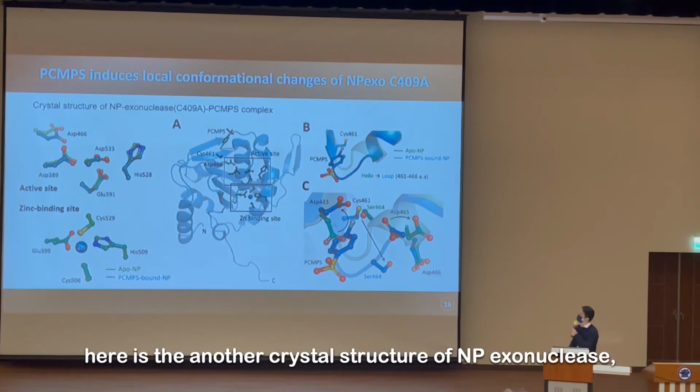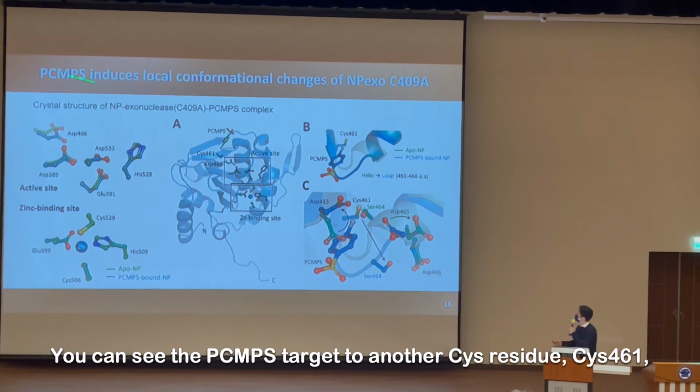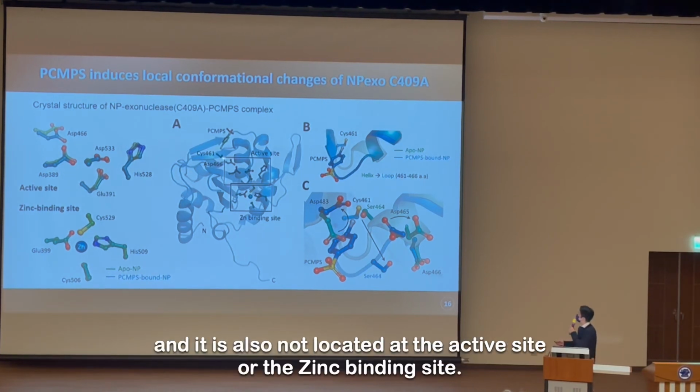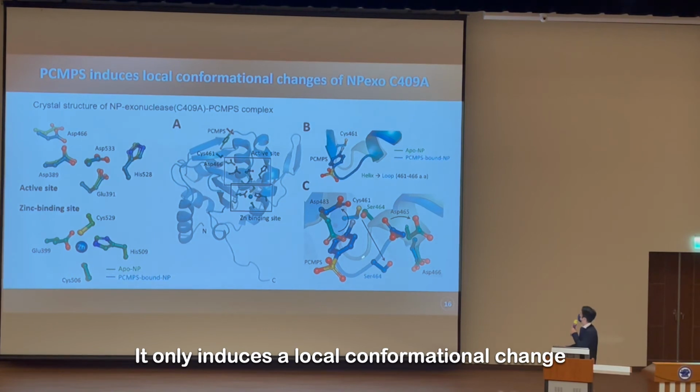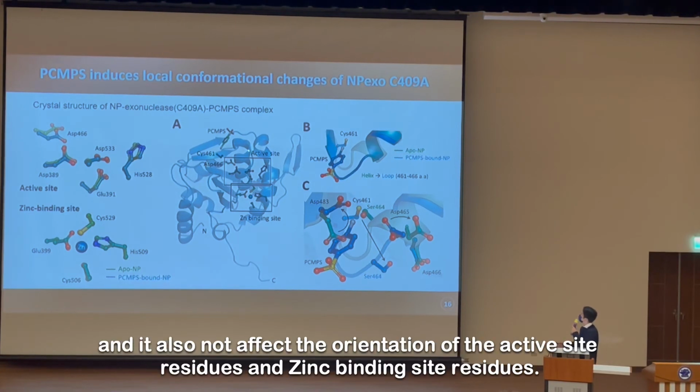So here is another crystal structure of the mutated NPexo nuclease in complex with PCMPS. You can see PCMPS targets another cysteine residue, cysteine 461, and it is also not located at the active site or the zinc binding site. It only causes a local conformational change and does not affect the overall structure. And it also does not affect the orientation of the active site residues and zinc binding site residues.